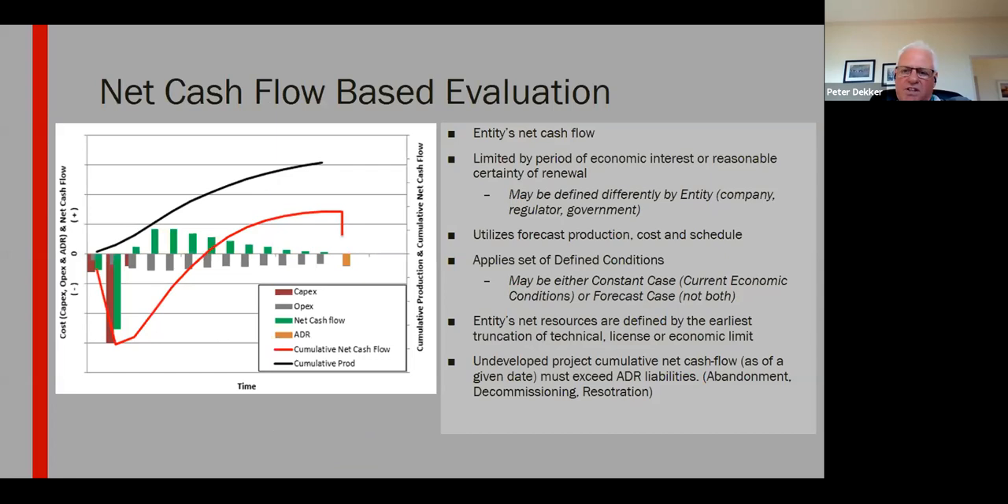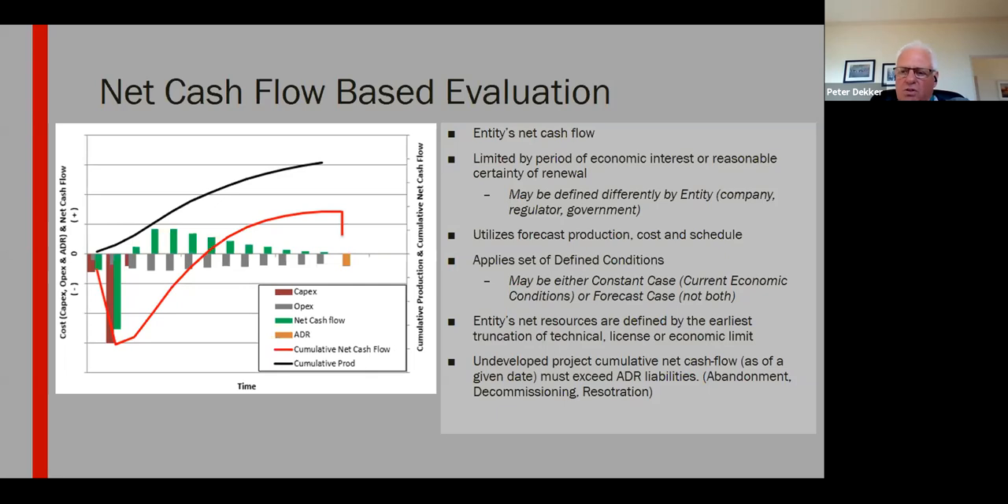Net cash flow based evaluation, it's the entity's net cash flow. It is limited by the period of economic interest or reasonable certainty of renewal, and may be defined differently by entity, company, or regulatory environment. So if you've got a 20-year production right, you can only take the 20 years of production into account unless you've got a very reasonable security that it will be extended by another 10 years. And that's open to the evaluators to understand whether that's the case or not.